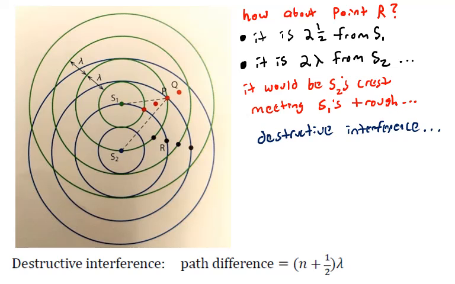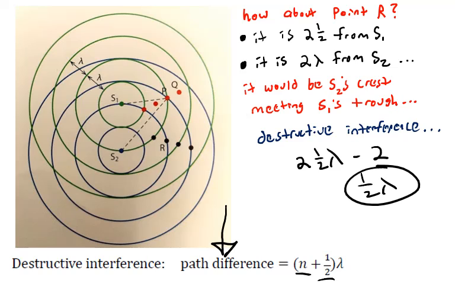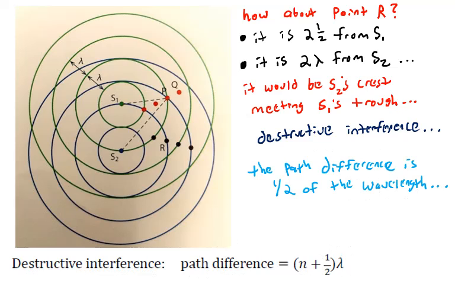You have destructive interference. So if we subtract them, our path difference is n plus 1/2 lambda. And if we do that, we have 2.5 wavelengths minus 2 wavelengths. We end up getting 1/2 of a wavelength. And so therefore, 1/2 a wavelength is a path difference, which means destructive interference. So you have a crest and a trough together.